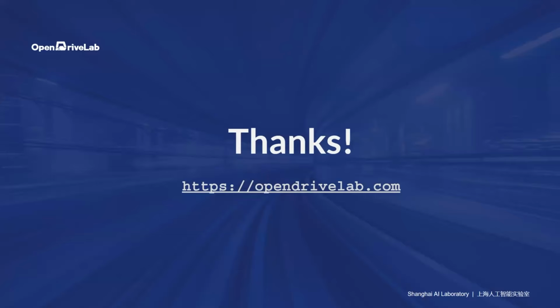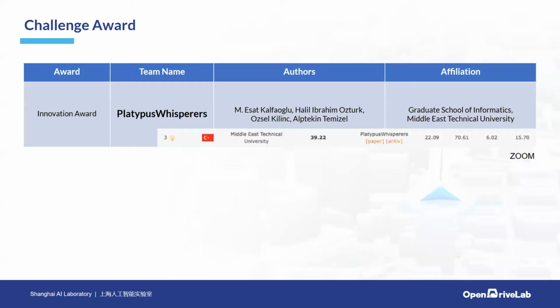We now come to one of the most awaited moments. We have the award announcement, followed by a presentation by each awarded team. The Innovation Award of OpenLane Topology Challenge goes to the team of PlatypusWhisperers, and the authors are from Middle East Technical University, Turkey. Congratulations. And then we will have the Whispers team to present their method. They will be in the Zoom conference.